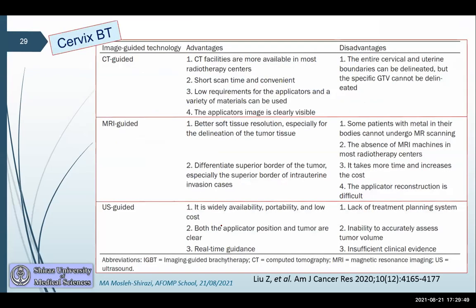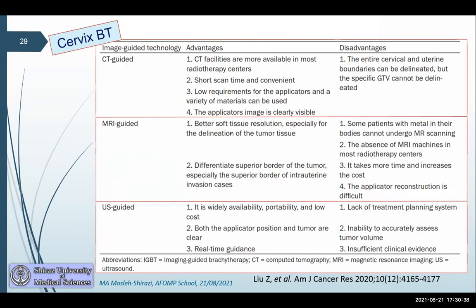Here's a nice table summarizing the advantages and disadvantages of different image guidance techniques for cervix brachytherapy. Again, CT, of course: availability, short scan time, CT compatibility is okay, and they don't need to be MR compatible, which is a more difficult situation, and good visualization of the applicators. However, low contrast resolution of the CT as compared to MR means that you can't really see the GTV, and you have to, for example, control all of the cervix rather than just the GTV, which can be a subset.